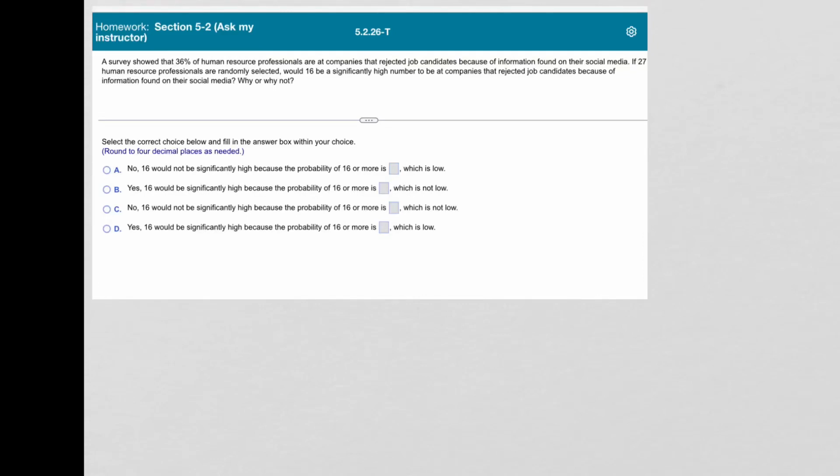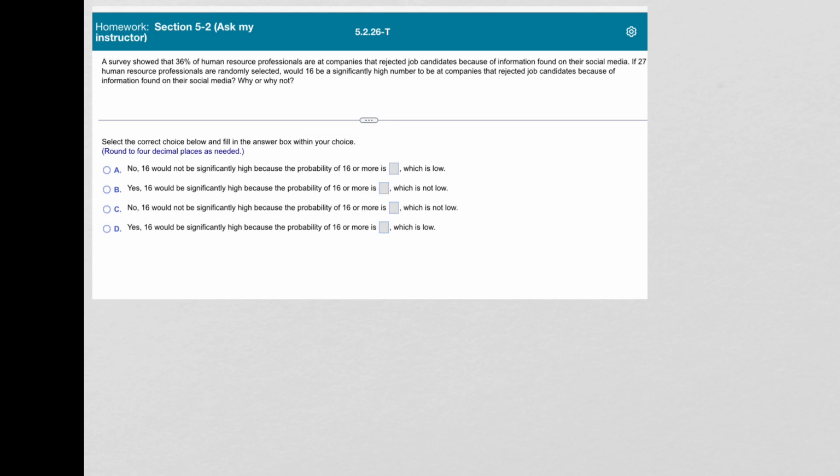In this problem, it says that a survey showed that 36% of human resource professionals are at companies that rejected job candidates because of information found in their social media. If 27 human resource professionals are randomly selected, would 16 be a significantly high number to be at companies that rejected job candidates because of information found on their social media?